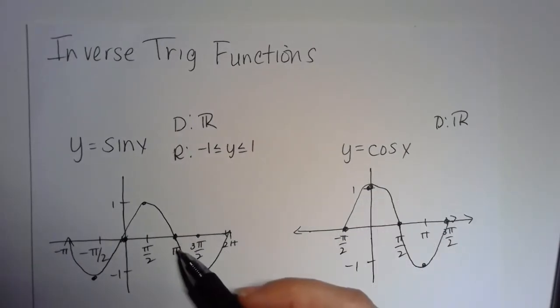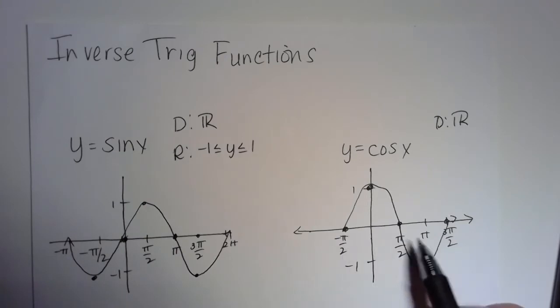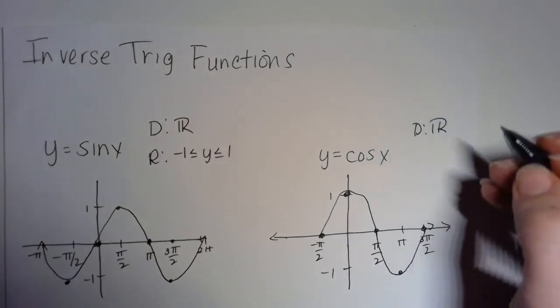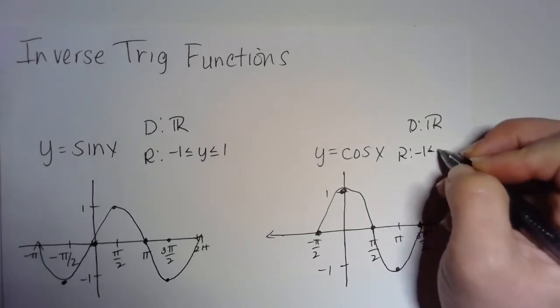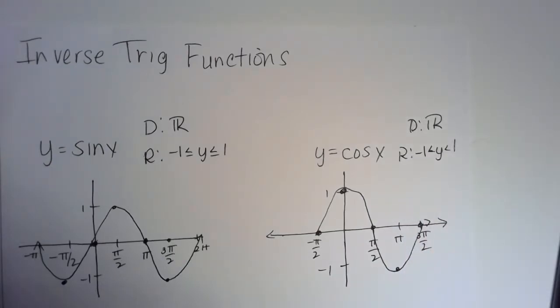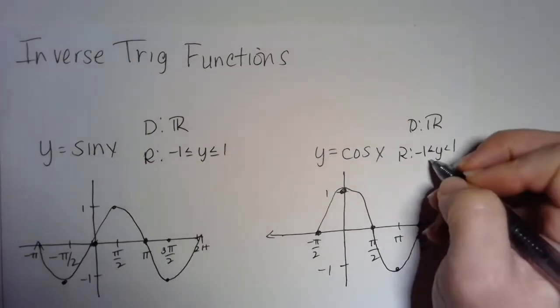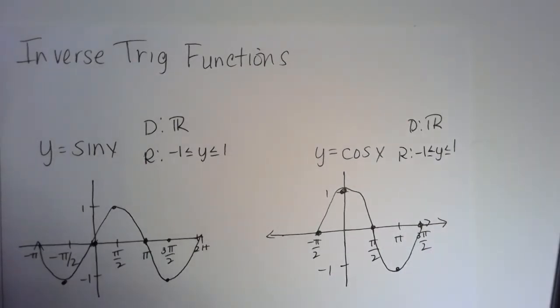Okay, and the same thing is true of cosine over here, right? This is the same graph of sine, it's just shifted pi over 2, right? So my range over here is also -1 is less than y is less than 1, okay? And it can be equal to because it does in fact equal 1.